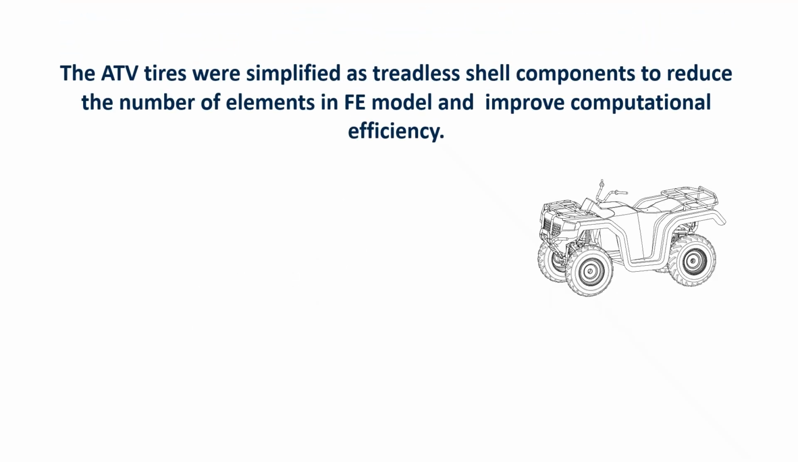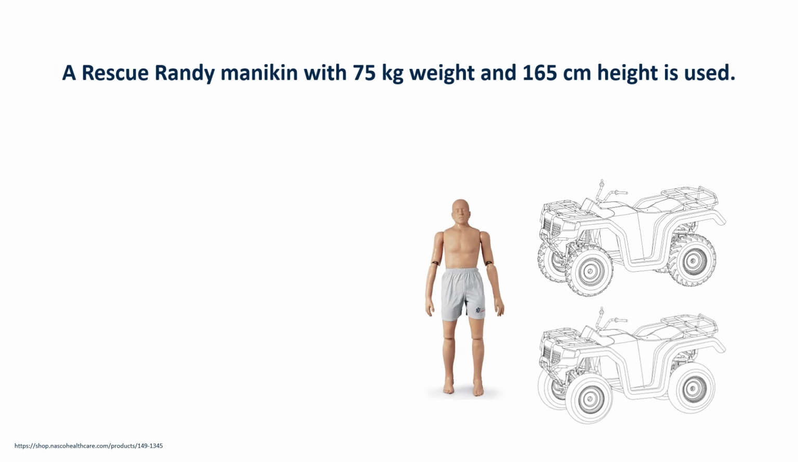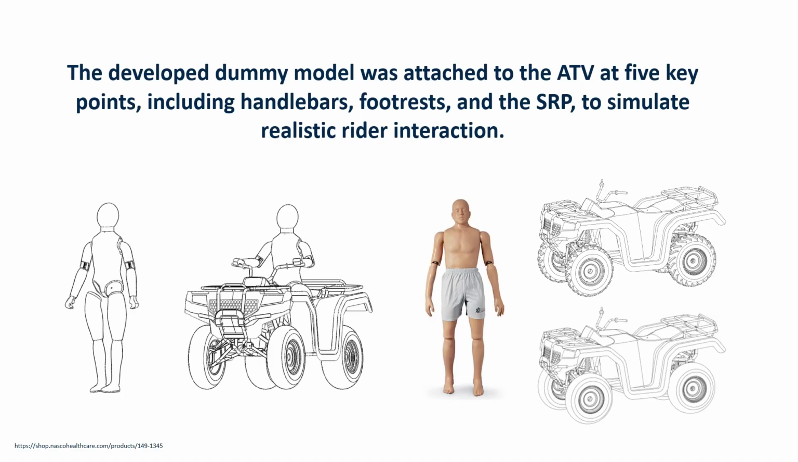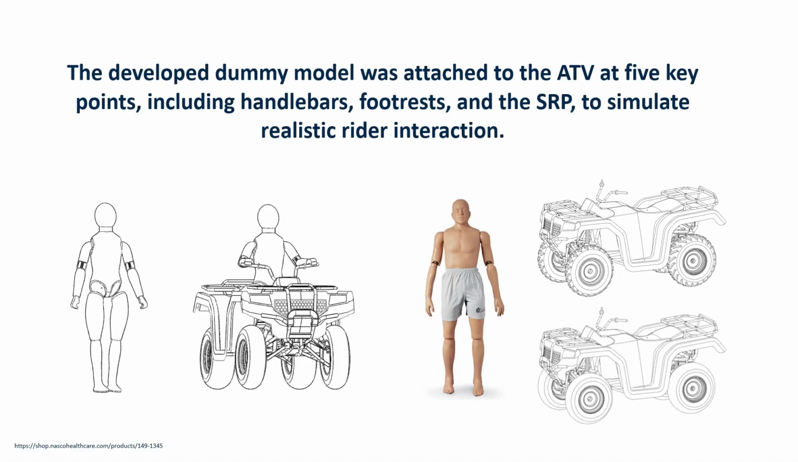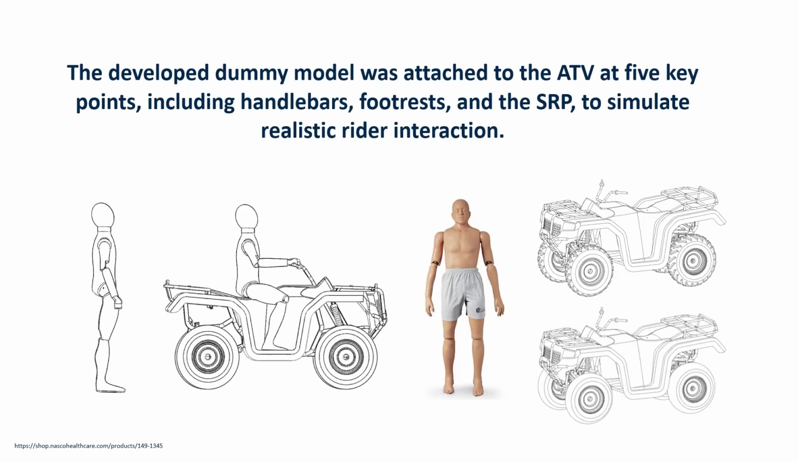To reduce the number of elements in the FE model and improve computational efficiency, the ATV tires were simplified as treadless shell components. In addition, a Rescue Randy mannequin with a weight of 75 kilograms and a height of 165 centimeters was used. The developed dummy model was attached to the ATV at 5 key points, including the handlebars, footrests, and the seat reference point, to simulate realistic rider interaction.